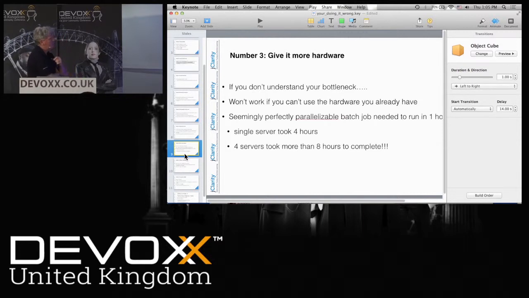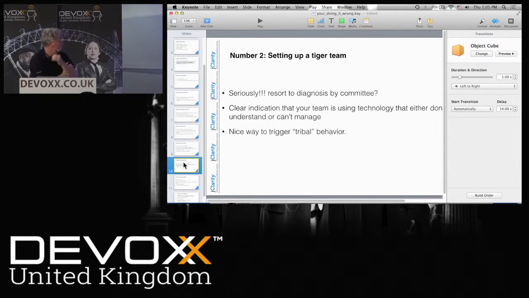So adding more hardware to the problem or adding more memory to the problem is sometimes just not the right solution. Sometimes you need less, or you need to go and understand where the bottleneck is so that you can get rid of the bottleneck. Number 2, setting up a Tiger team, right? Diagnosis by committee. That works well, right? This is a really good one.